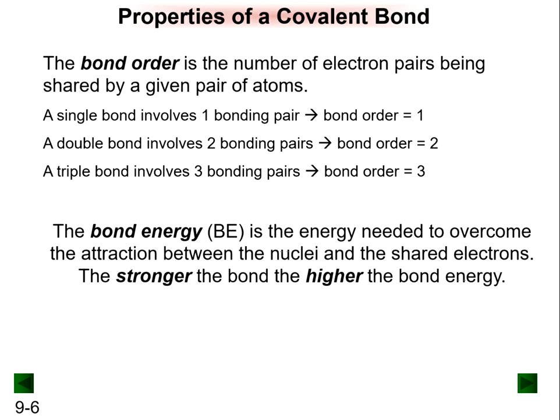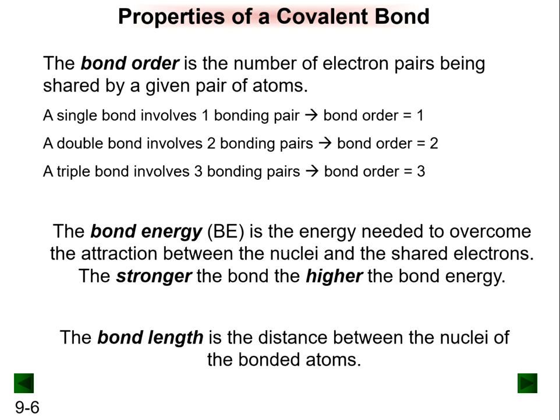The bond energy is the energy needed to overcome the attraction between the nuclei and the shared electrons. That's the energy that holds the 2 nuclei together, like we saw in our potential energy well a couple of slides before. We have to put in enough energy to break that bond. That's called the bond energy. The stronger the bond, the higher the bond energy. The bond length is the distance between the nuclei of the bonded atoms.